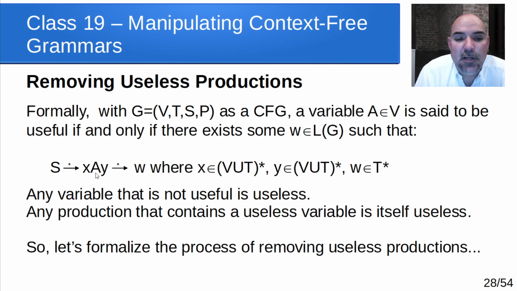So if it can show up in any sentential form, then it's useful. So any variable that's not useful is therefore useless, and any production that contains a useless variable, either on the left-hand side or the right-hand side, is itself useless. So to formalize the process of removing useless productions, let's take a little bit closer look at that.